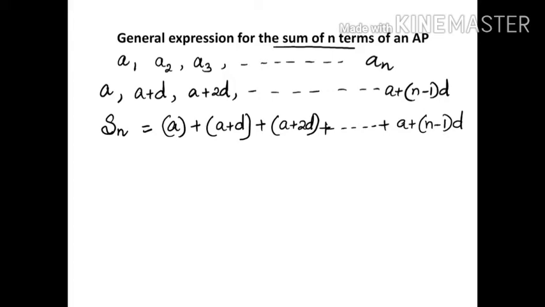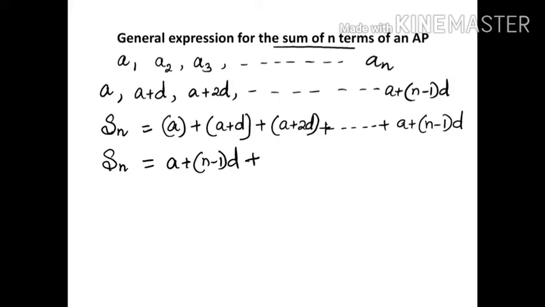Now we will write this sum in the reverse order. That is, we will start with the last term as the first term. So the sum is not going to change because we are adding the same terms of the same AP, but in the reverse manner. So denoting this sum by Sn, we get the first term as a plus (n minus 1) times d.